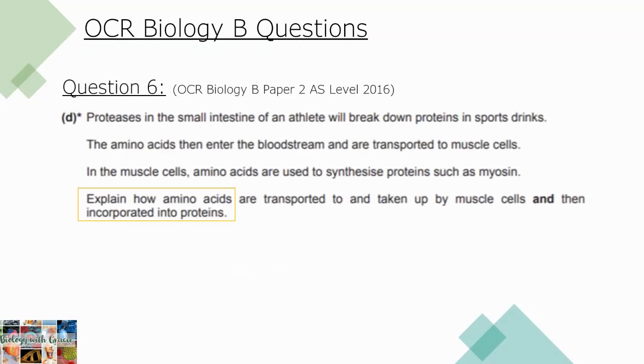Question 6. Proteases in the small intestine of an athlete will break down proteins in sports drinks. The amino acids then enter the bloodstream and are transported to muscle cells. In the muscle cells, amino acids are used to synthesize proteins such as myosin. Explain how amino acids are transformed to and taken up by muscle cells and then incorporated into proteins.